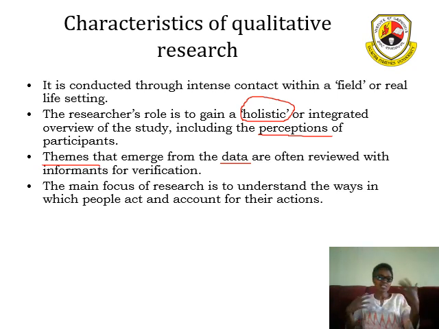Later on, as these themes grow further into a theory, the themes also become variables when somebody else is trying to do quantitative research. But in qualitative research, we're starting by developing themes. The main focus of the research is to understand the ways in which people act and account for their actions, their explanation. We may find out somebody did this, but we also find out why the person did that.